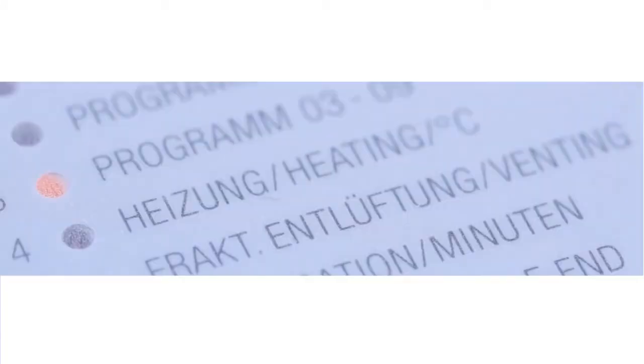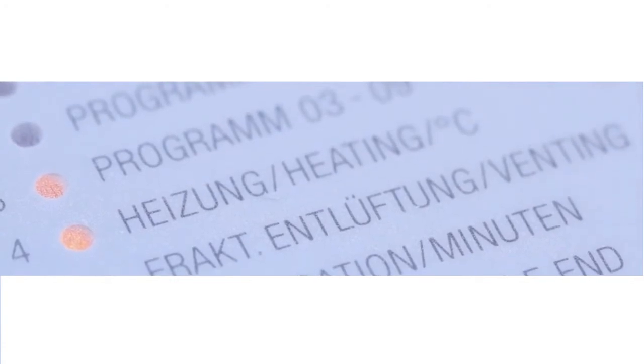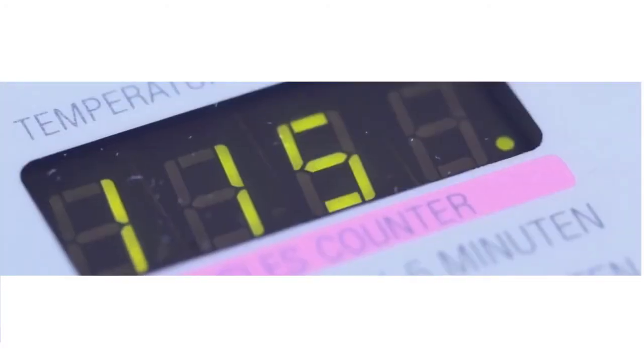Now, introduce the desired program parameters. The left side light indicates the settable parameters. Once you have entered the desired values, confirm with Q and set the next parameter if necessary.